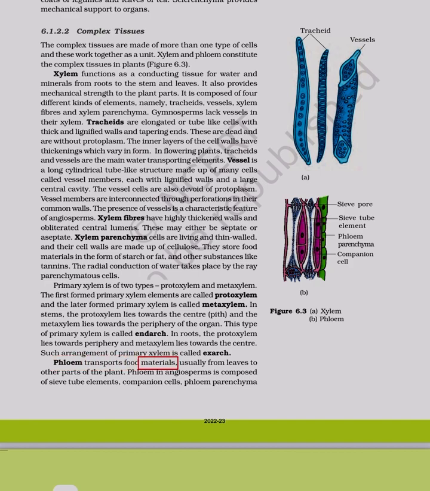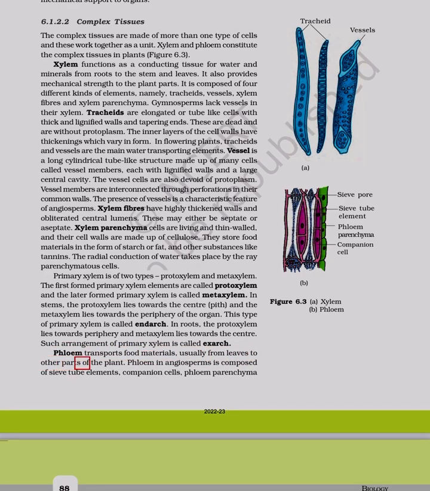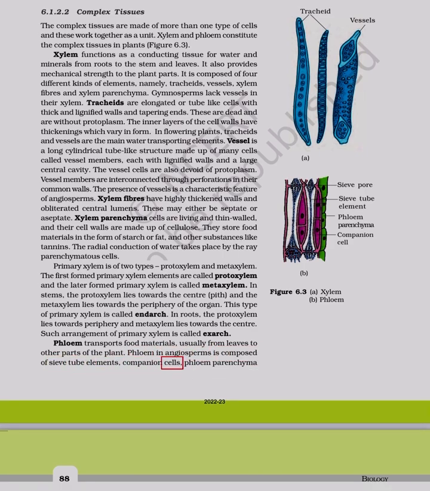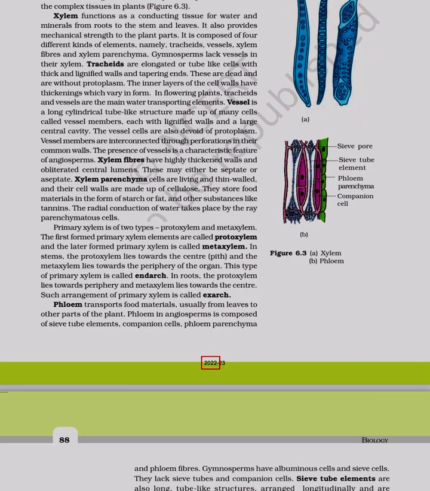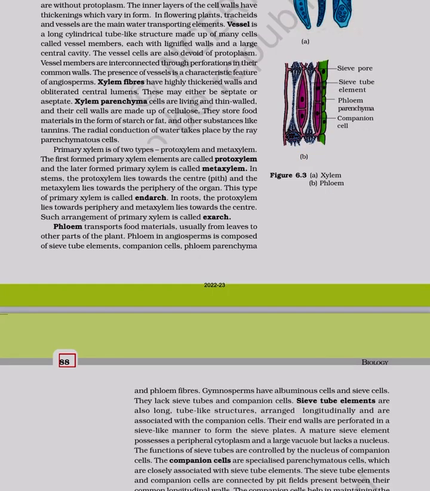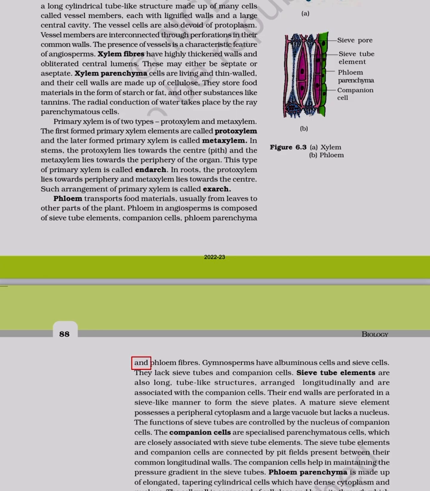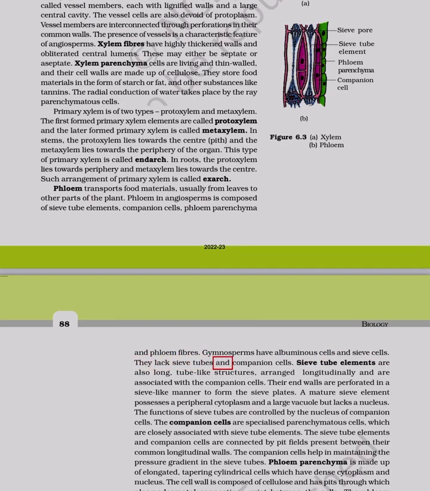Phloem transports food materials, usually from leaves to other parts of the plant. Phloem in angiosperms is composed of sieve tube elements, companion cells, phloem parenchyma and phloem fibers. Tracheid. Figure 6.3. A. Xylem. B. Phloem. Vessels. Sieve pore. Sieve tube element. Phloem parenchyma. Companion cell. Gymnosperms have albuminous cells and sieve cells. They lack sieve tubes and companion cells.